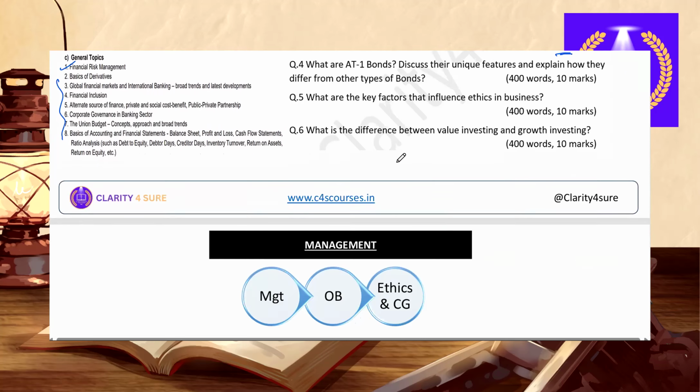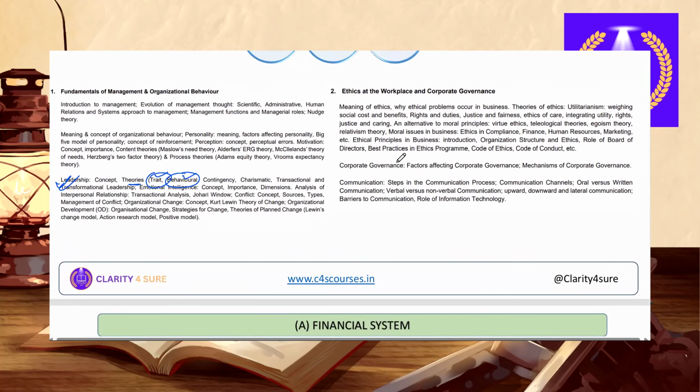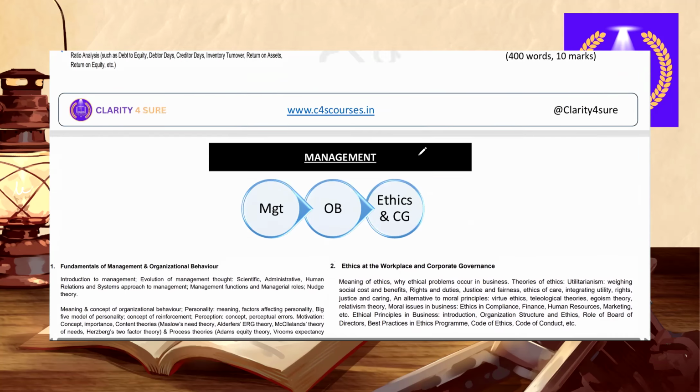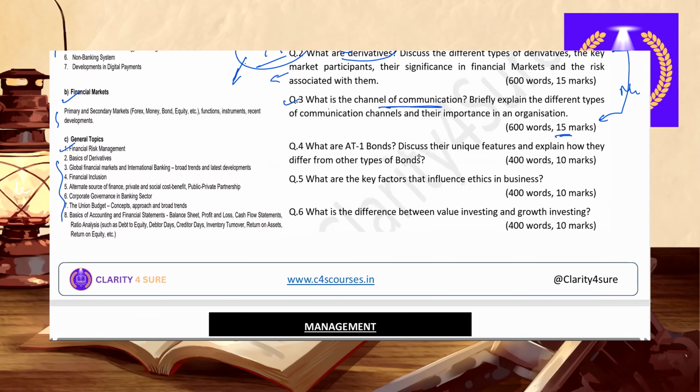What is channel of communication? Clearly there in your syllabus. You can watch over here: channel of communication, steps of communication, communication channel. Clearly mentioned. But 15 marks, easy to score. Then bonds: it was there in the newspaper.